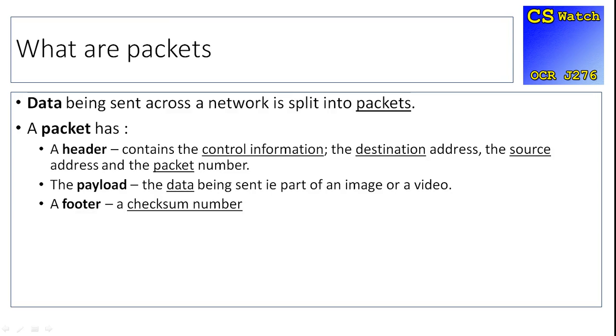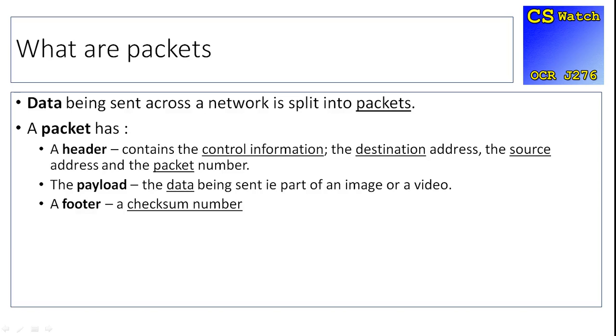And what happens is that the packet has three main areas of information. The header contains the control information, so where it's going to, where it's coming from, and the packet number itself. So when it gets there, it knows where it needs to be going, it knows where it's come from, and it knows what order to put things in to reassemble it.